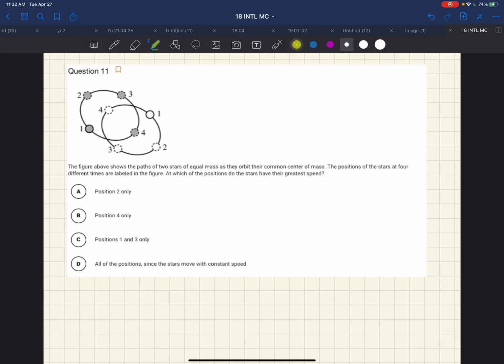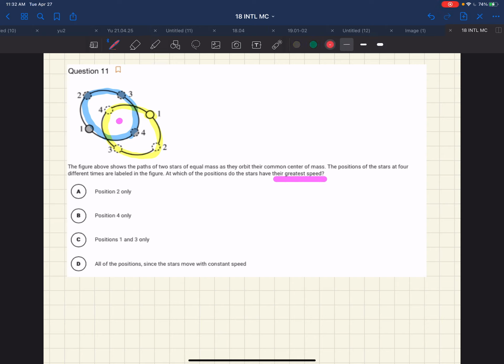So in this question, we have two planets, or two stars. One of them is traveling in an orbit like this, and the other one is traveling in an orbit like this. These two stars are traveling around their mutual center of mass, which is here, which is what happens in space when there are two bodies revolving around each other. And we want to know, when will they be at their greatest speed?